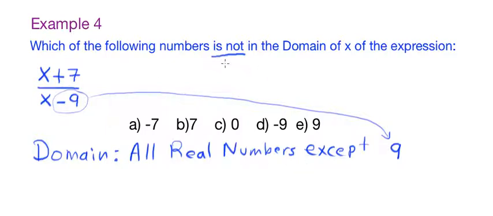So since they want you to identify which is not in the domain, well, negative 7 is in the domain, it's a good input, 7 is a good input, 0 is a good input, even negative 9 is a good input. The only bad input is 9. So this is the one that you have to pick as your answer, right? 9, because 9 is the only one that is going to give us 0 on the denominator, and it will cause this undefined situation.